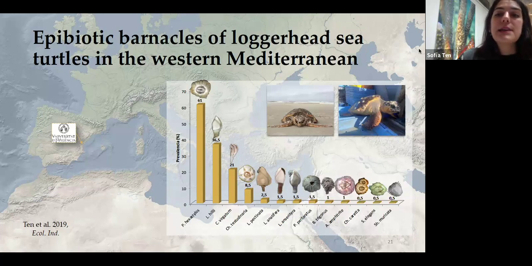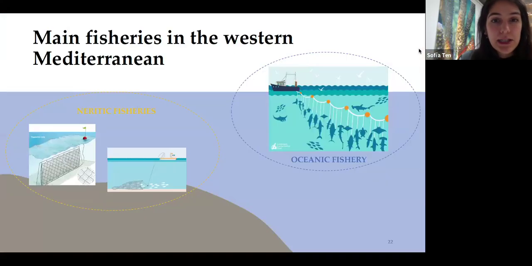And we also gathered samples from sea turtles that were caught accidentally by fisheries. So these were a really interesting source of data because depending on the fishery that was responsible for the incidental capture, we could know a little bit of where the turtle was located before being captured.